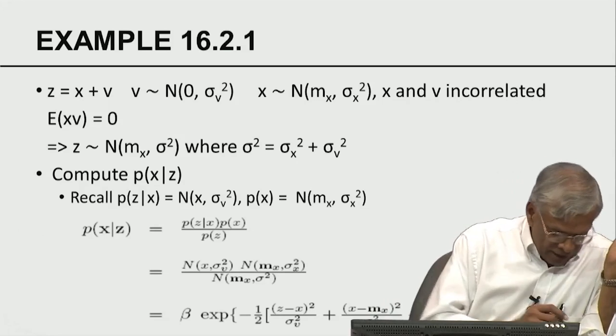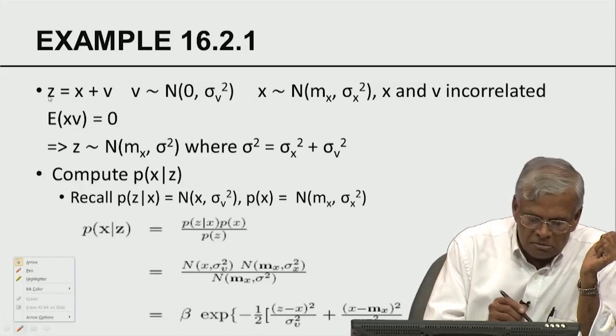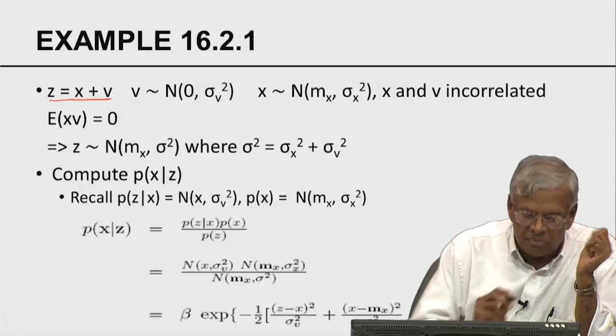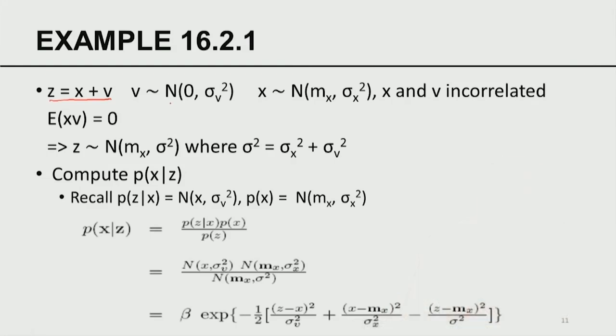So I'm going to quickly illustrate some of these using a simple example. Let z be equal to x plus v. x is an unknown. v is the noise. v has zero mean, sigma square v is the variance. x is a random variable. Its mean is m x, and sigma square x is the variance of x. We are assuming x and v are uncorrelated. I'm sorry, it must be uncorrelated.